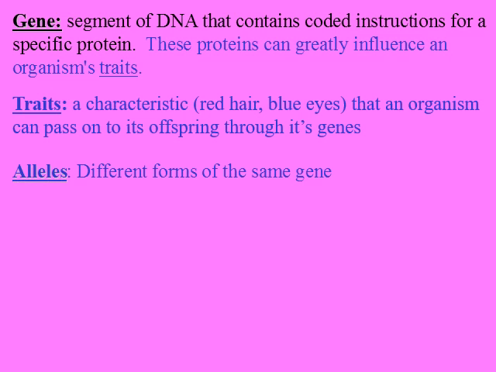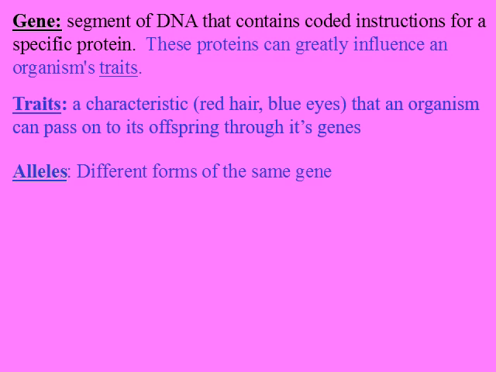So a trait is a characteristic, like say red hair or blue eyes, that an organism can pass on through its genes. Keep in mind, traits in our version of this are always genetically based. That is to say, they are always passed on. Some people will refer to traits as things that are inherited throughout their lifetime. Those are not passed on. But for us, when we say traits, we mean things that can be passed on through DNA, through an organism's genes.